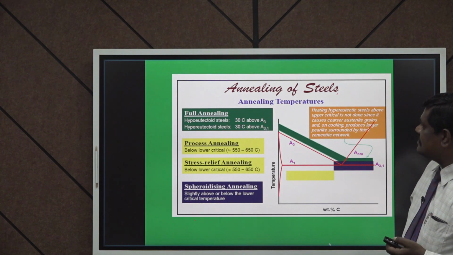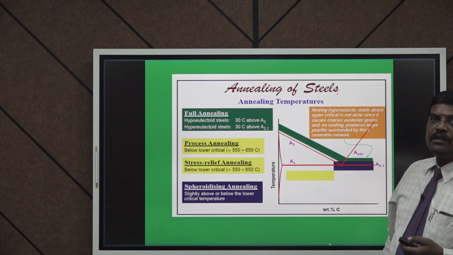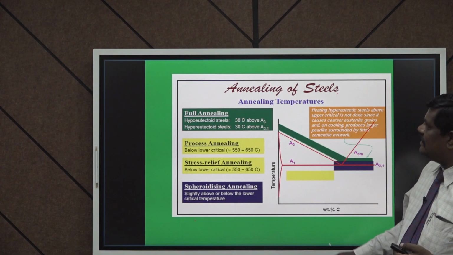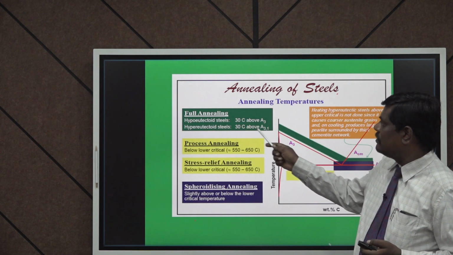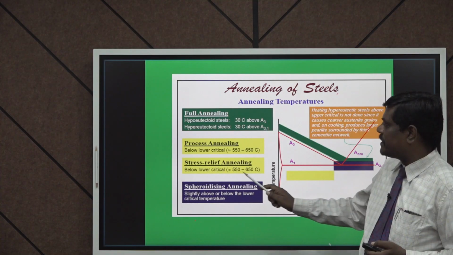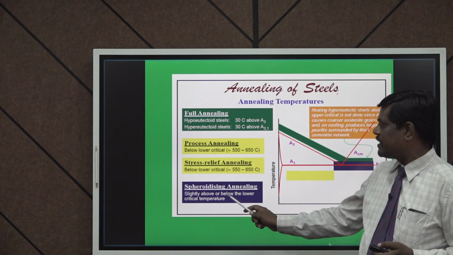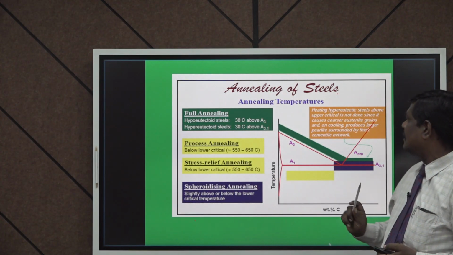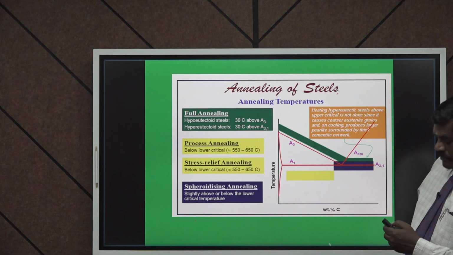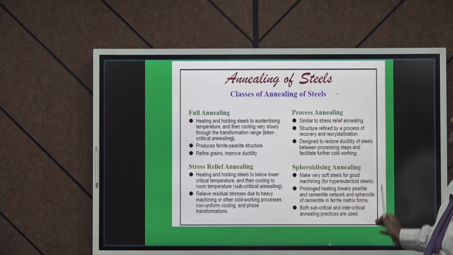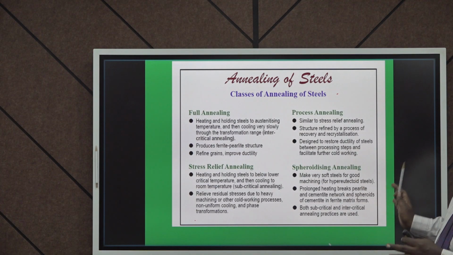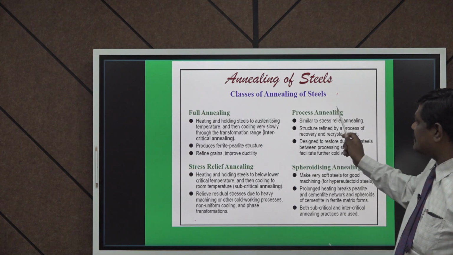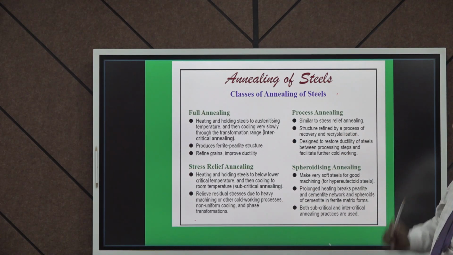And this is a simple comparison in order to understand the 4 processes easily. For full annealing, for process annealing, what is the temperature? For stress relief annealing, what is the temperature? For spheroidal annealing, what is the temperature? And also you can see it all in a single slide: full annealing, process annealing, stress relief annealing, spheroidal annealing. What I have explained is given in the slide. So, you just pause and read this slide.